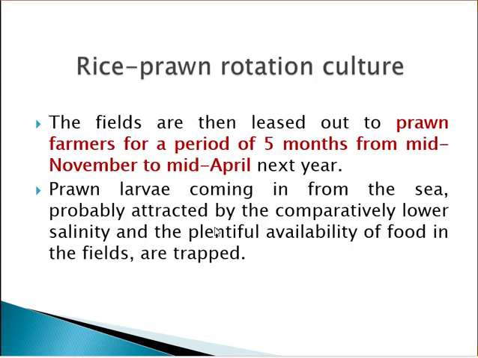Now the fields after harvesting will be leased out to prawn farmers for a period of 5 months from mid-November to mid-April next year. And prawn larvae coming in from the sea will be attracted by the comparatively lower salinity and the plentiful availability of food in the fields. So they are trapped. And so this occurs during around November to mid-April.